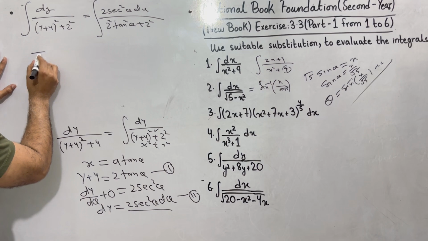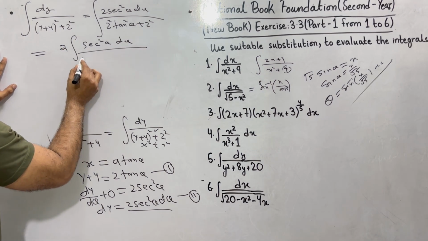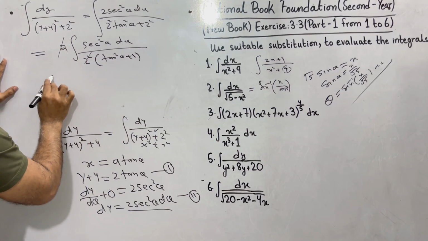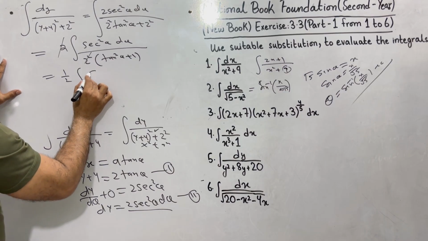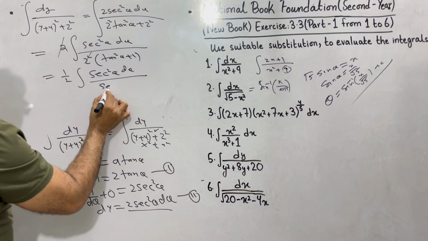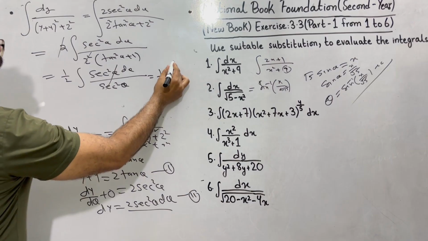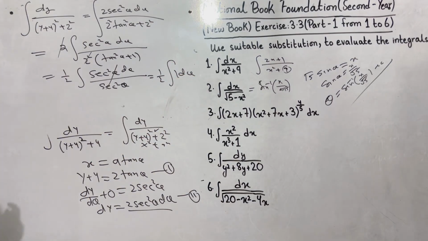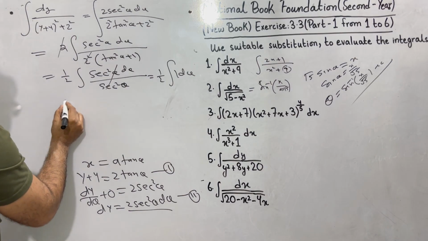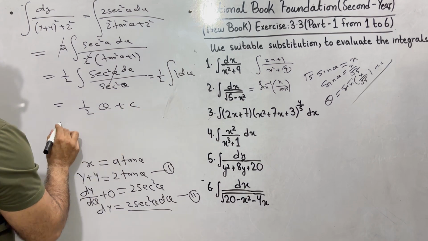Taking 2 square common from the denominator, we are left with tan square plus 1. Simplifying, we have 1 over 2, sec square theta d theta over sec square theta, since tan square plus 1 is also equal to sec square theta. Same situation again, it's 1 over 2, 1 times d theta. So integration of 1 is theta with respect to theta.